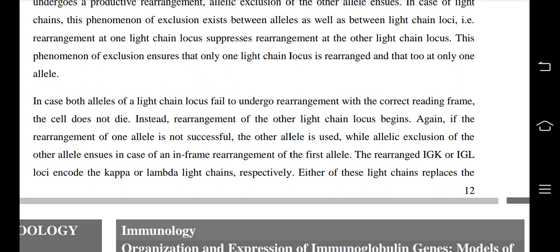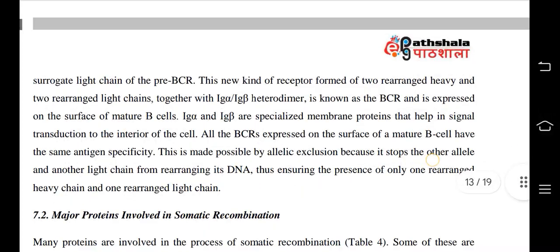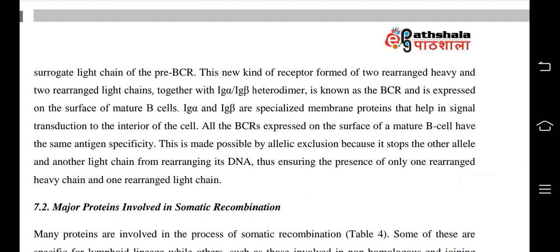If the rearrangement of one allele is not successful, the other allele is used, while allelic exclusion of the other allele ensues in case of an in-frame rearrangement of the first allele. The rearranged IgK or IgL loci encode the kappa or lambda light chains respectively. Either of these light chains replaces the surrogate light chain of the pre-BCR. This new kind of receptor, formed of two rearranged heavy and two rearranged light chains together with the Ig alpha, Ig beta heterodimer, is known as the BCR and is expressed on the surface of mature B cells.